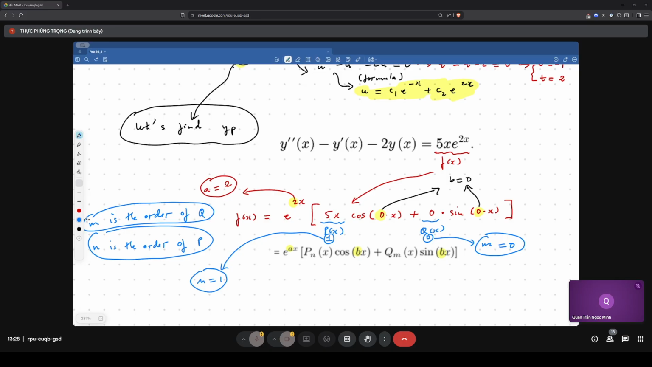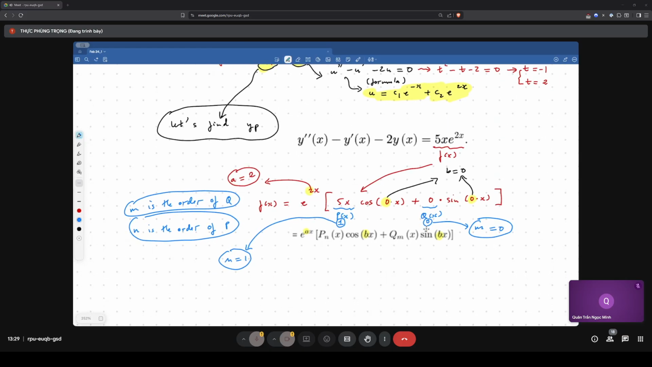Yeah, so that's the end of the whole setting we have for the right hand side. And we need to determine the setting because in the formula we need to know A, B, P, Q, M, and N. Now A is the number 2, B is the number 0, P is φ(s), N is 1, the order of P, Q is 0, and M is 0.